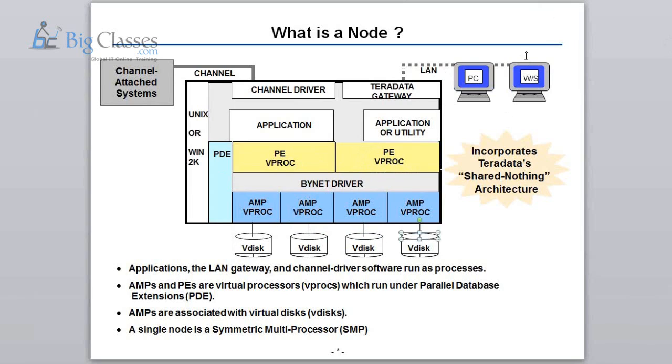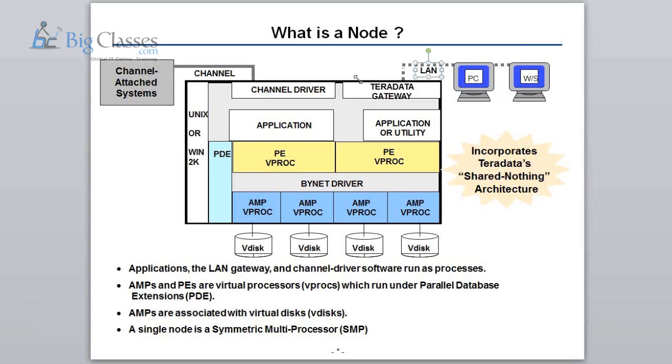Here it is connected to the LAN network, and there are two types of system: one is channel attached and one is LAN attached. Channel attached is nothing but mainframes, which is different. We normally work on LAN connections in real time when you use Teradata. It is mostly LAN. When you're using mainframes, you can use the channel based system for Teradata.